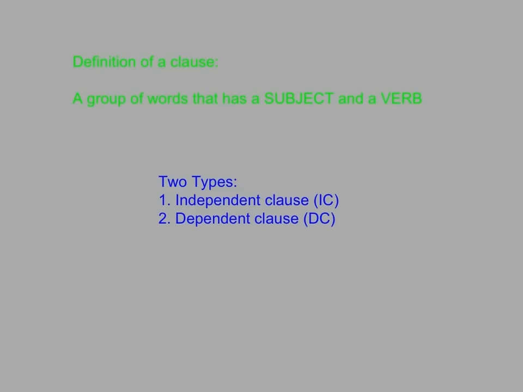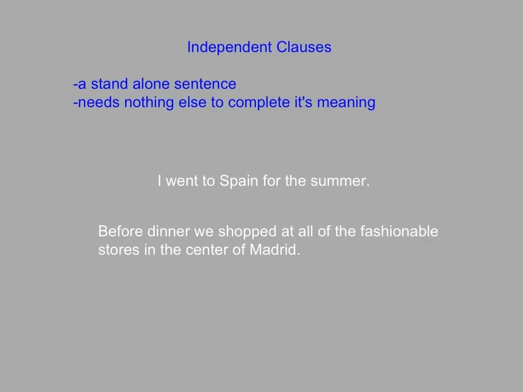The definition of a clause is a group of words that has a subject and a verb. And that goes for both independent clauses and dependent clauses. So whether you have a clause that can stand alone or a clause that cannot stand alone, both of them have subjects and verbs. For independent clauses, they can stand alone as a sentence and need nothing else to complete its meaning. So we have a couple examples here.